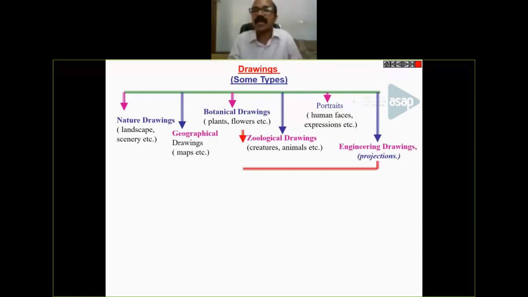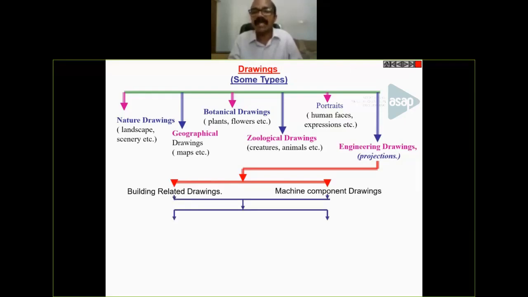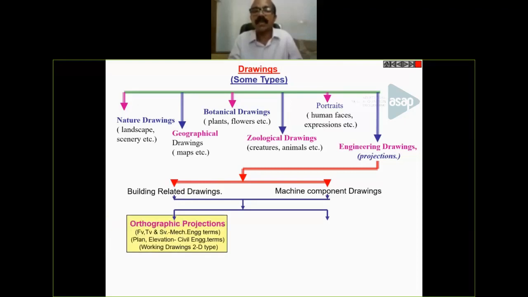There also we can classify engineering drawings into two types. First one is building related drawings, and the second one is machine component drawings. All these deal with various branches of engineering, and altogether we can classify these engineering drawings into orthographic projections and isometric or perspective projections.